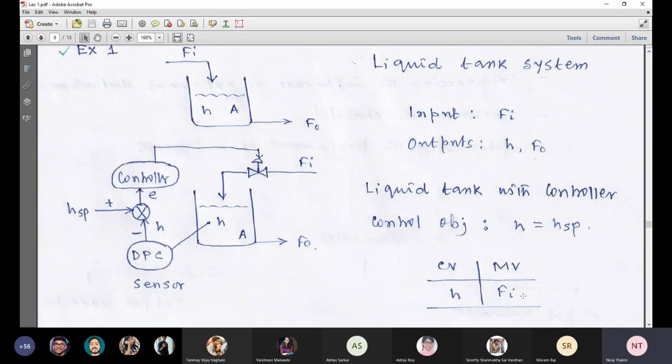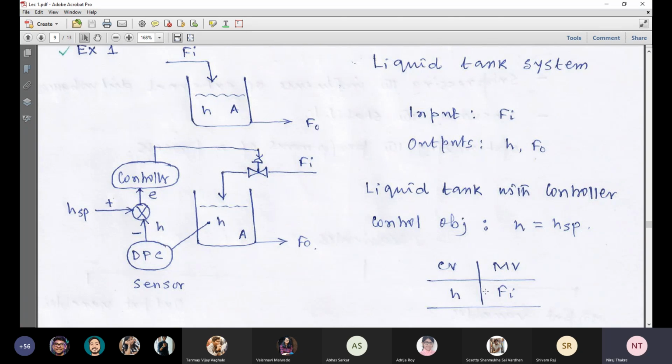Now what should be the corresponding manipulated variable? That we can do from our physical understanding. This height must be affected by the manipulated variable. If they are not affected by each other, you cannot make this pair. Fine. It is very clear that this height is increased if we increase Fi. On the contrary, this height decreases with the decrease of Fi. So they are definitely correlated to each other. So we can make this pair as the control variable, manipulated variable pair.